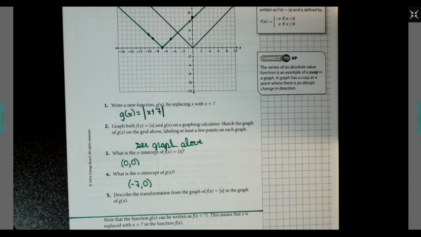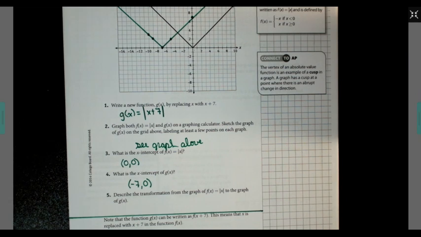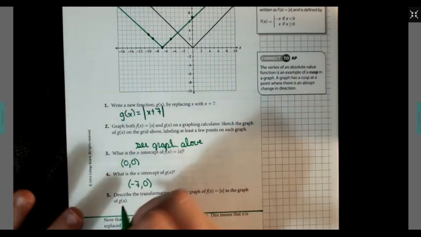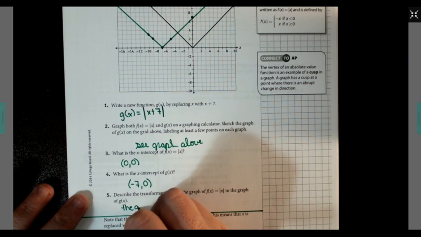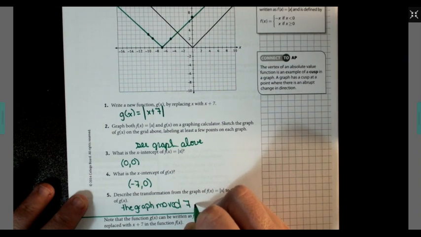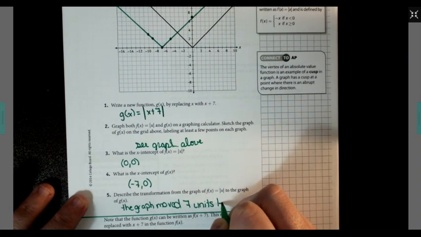Describe the transformation of the graph from f of x to g of x. Would you say that this graph moved up? Nope. Would you say that this graph moved down? Nope. Would you say that this graph moved right? Nope. Therefore, I guess I can conclude that this graph shifted to the left. The graph moved 7 units left.